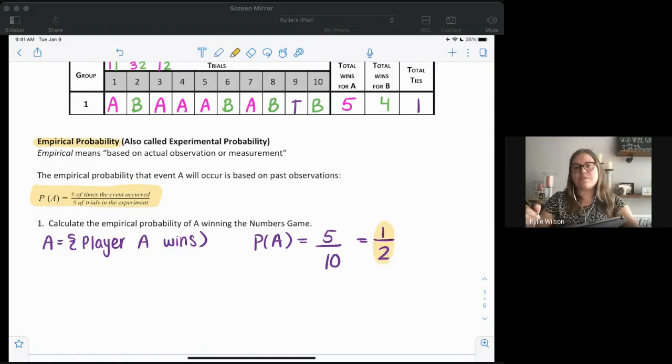Now, of course, let's say B was just extra lucky. If you played this on your own, then maybe B would have more, and that can happen with our experimental probability. Okay, any questions? We're gonna move on to the next piece, which I think will further clear things up.